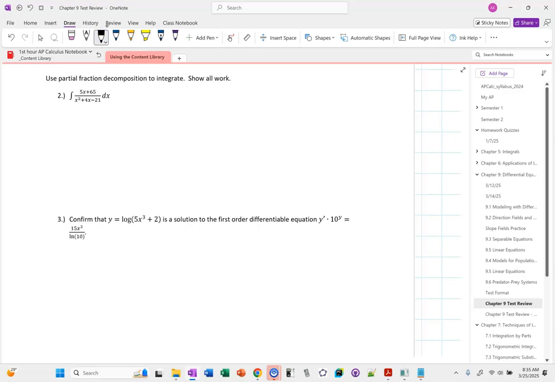Okay, so it says confirm that y equals log of yada yada yada is a solution to the first order differential equation. Y prime times 10 to the y is equal to 15x squared over the natural log of 10. So what I'm going to do is start by calculating y prime. Everybody's okay with that?